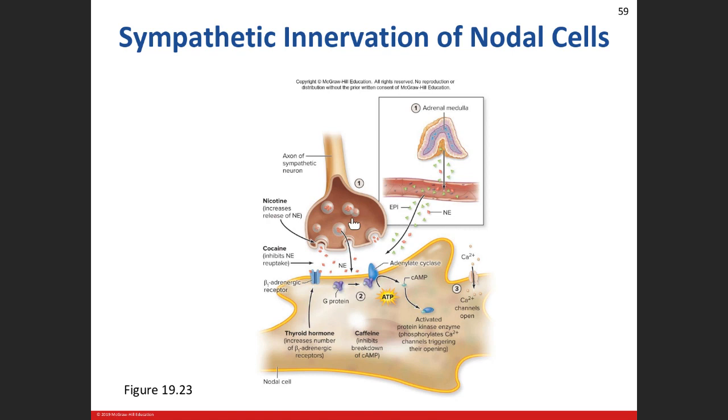So here are a couple of things that will stimulate this. I'll quickly go over this. Here are a couple of our chronotropic agents that are going to affect the heart rate: nicotine, cocaine, thyroid hormone, caffeine.